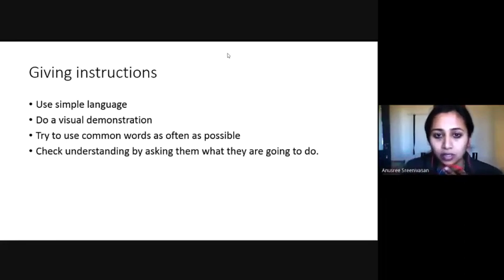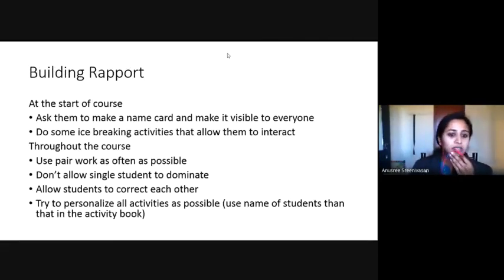Another consideration is that of building rapport. So how do you build rapport with your students? At the start of the course itself, you ask them to make a name card and make it visible for everyone. This is an activity you can follow, you may or may not. That's up to you. You make name cards and make them visible so that it's better for us also to remember their names. Using names is also important. And then let them do some ice-breaking activities that allow them to interact.